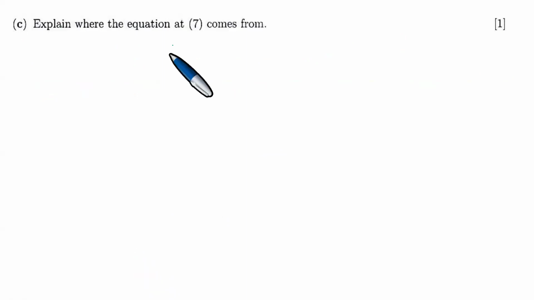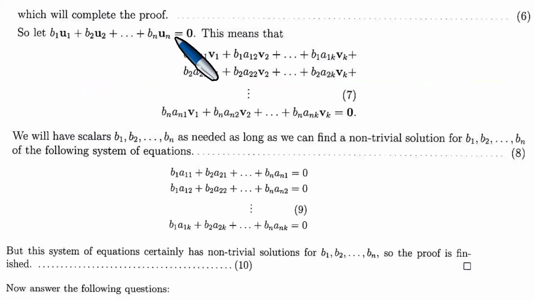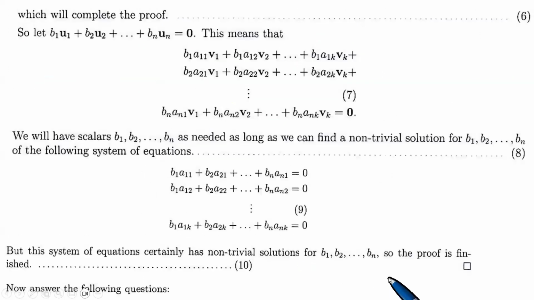Right, explain where the equation at 7 comes from. Let's check. Explain where the equation at 7 comes from. Right, this one. Okay, right, let's see. So now, if you look at this, let this one be equal to 0. This means that you have this particular thing.